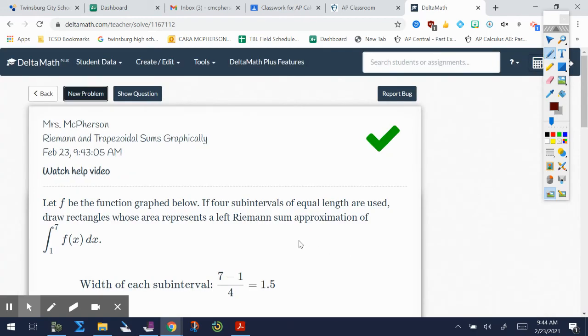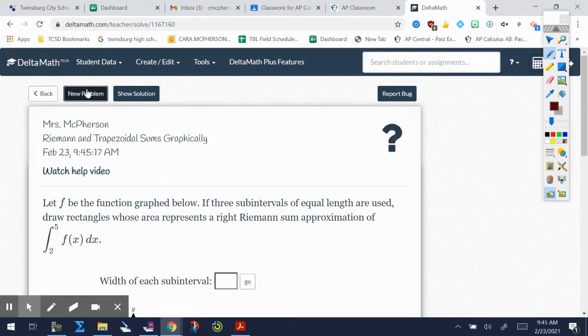You might want to write down, if it is a right Riemann, you will overestimate it if it's increasing and underestimate it if it's decreasing. If it's a left Riemann, it does the reverse. If it's decreasing, the left side will overestimate it, and if it's increasing, the left side will underestimate it.